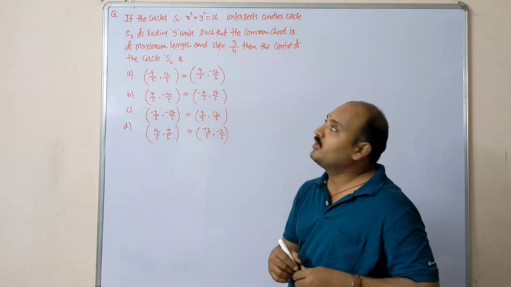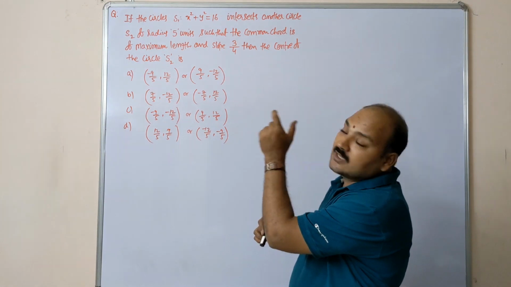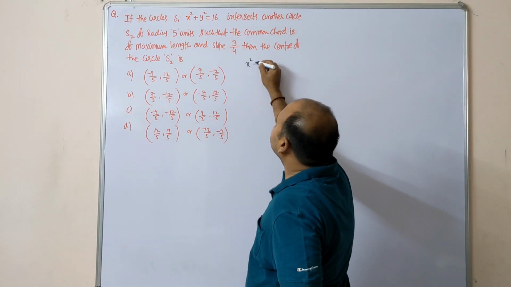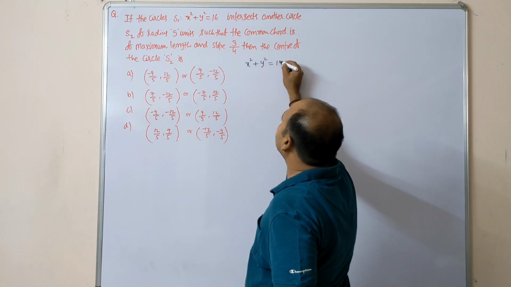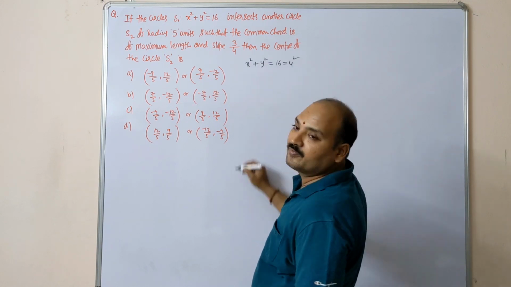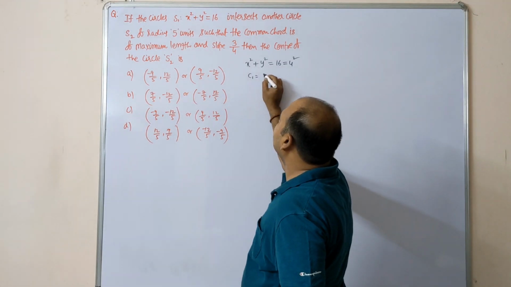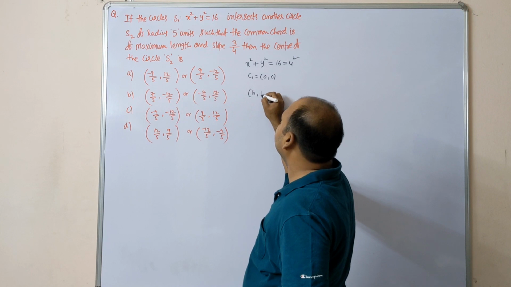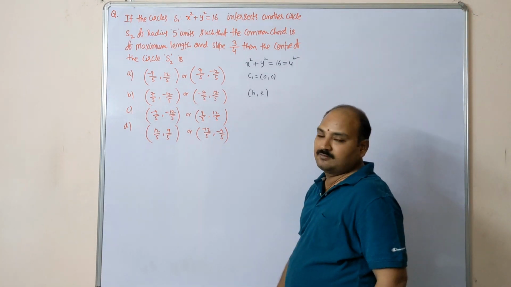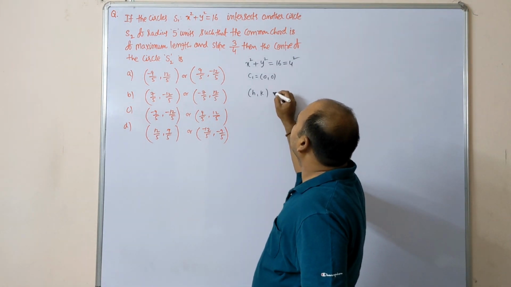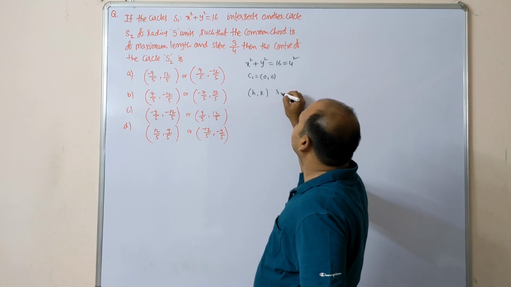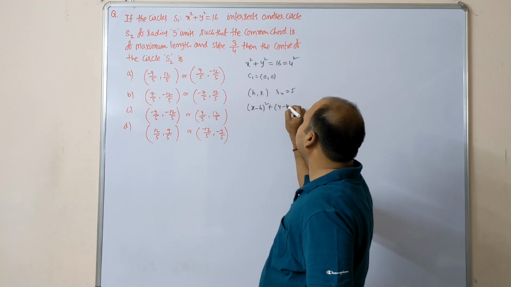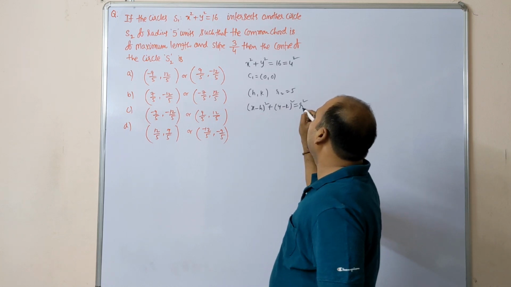The first circle S1 is x square plus y square equals 16, which can be written as 4 square, whose center is C1 equals 0, 0. The second circle's center they did not give, so I am taking it as h, k, with radius R2 equal to 5. So x minus h whole square plus y minus k whole square equals R2 square.